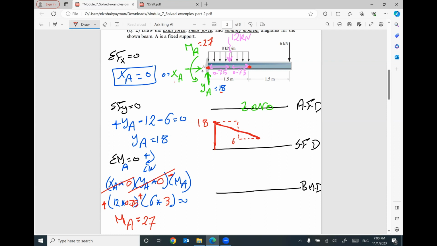Then I'm gonna move forward. We are at 6. I will move solid, normal, because we are outside the distributed load. To the end of the beam, I have another 6 kilonewton going down, so I will move down to 0. This is my shear force diagram.